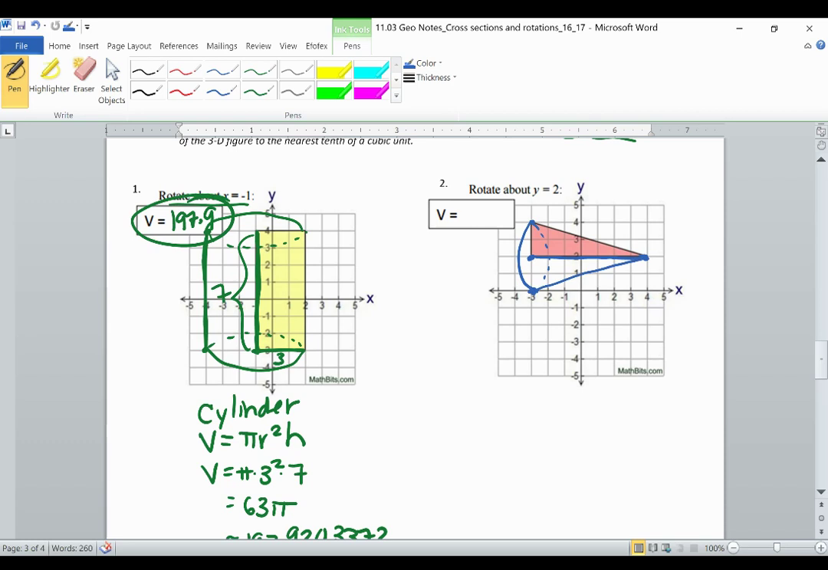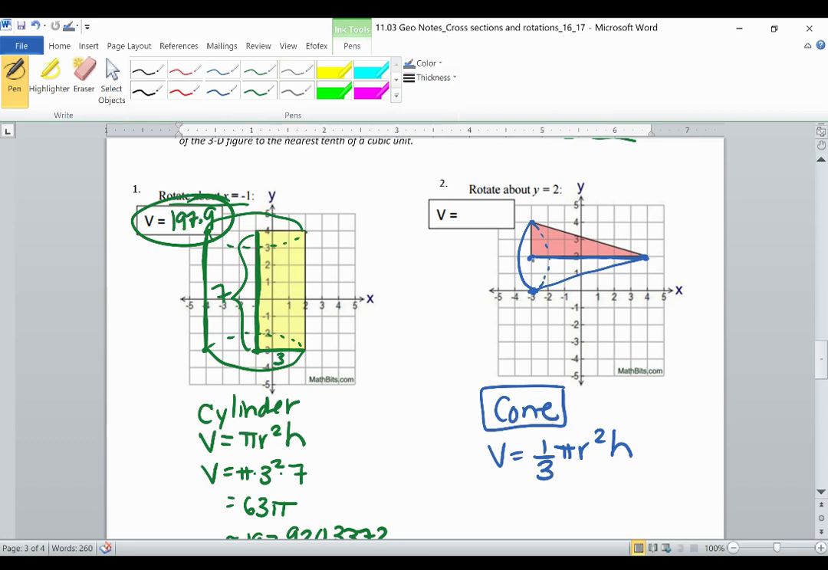And what have we created? Created a cone. So now we've sketched it, we've named it. Now we want to find the volume. So the volume of a cone is 1/3 pi r squared h.